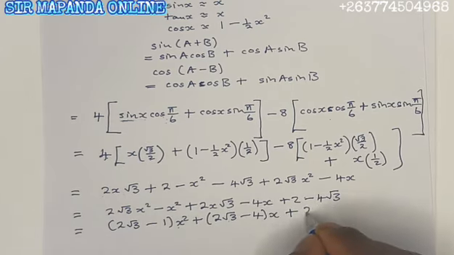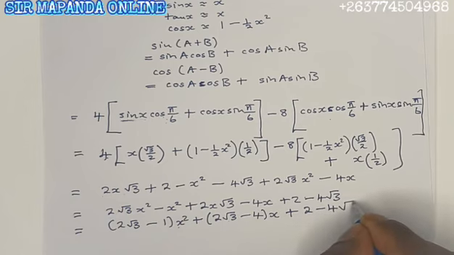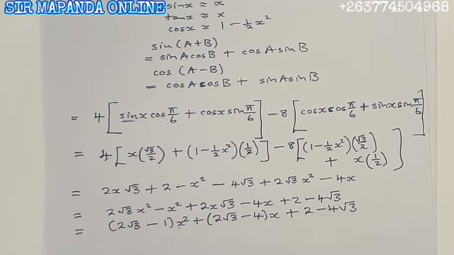Then you leave this constant term as it is. Then you get yourself 5 marks. So this is how you are supposed to do it.